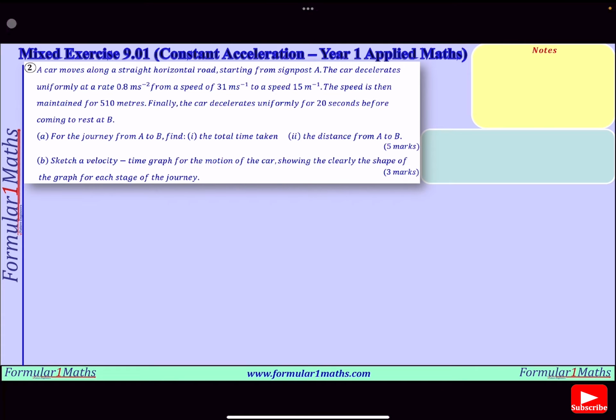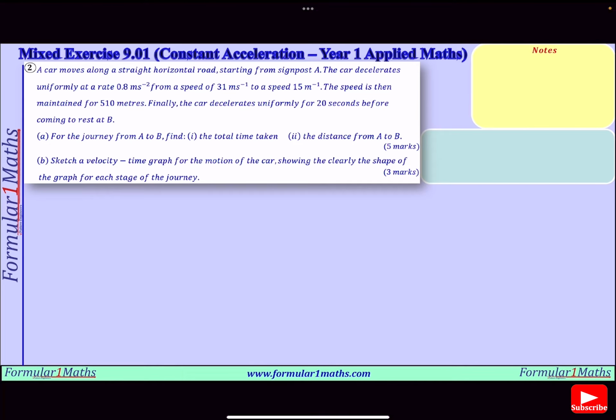Question 2. A car moves along a straight horizontal road, starting from signpost A. The car decelerates uniformly at a rate of 0.8 meters per second squared, from a speed of 31 meters per second to a speed of 15 meters per second. The speed is then maintained for 510 meters. Finally, the car decelerates uniformly for 20 seconds before coming to rest at B.